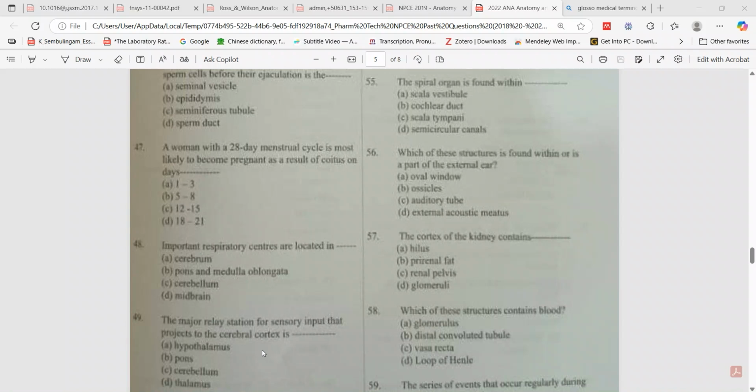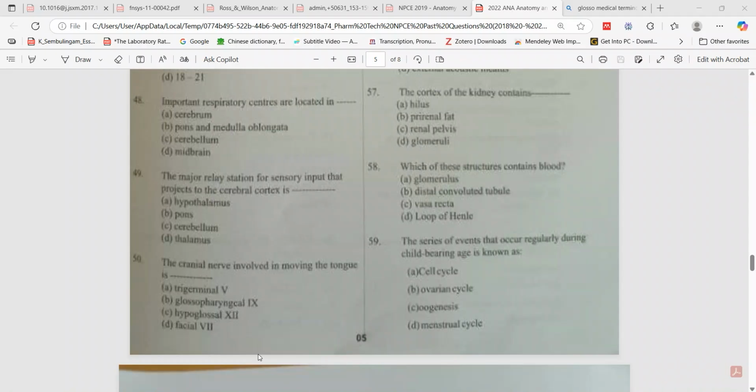Question 57. The cortex of the kidney contains: A, B, perirenal fat, C, renal pelvis, D, glomeruli. Glomeruli. Next question. Which of these structures contains blood? A, glomerulus; B, vessel. It's the glomerulus.